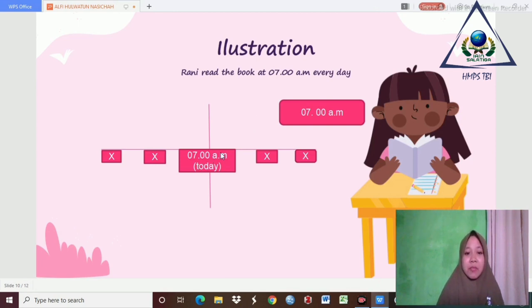So Rani maybe always reads the book at the same time, like today, that is at 7 a.m. So before today, maybe in the past, she also always read the book at 7 a.m. And also in the future, she will also always read the book at 7 a.m. because that has become Rani's habit.